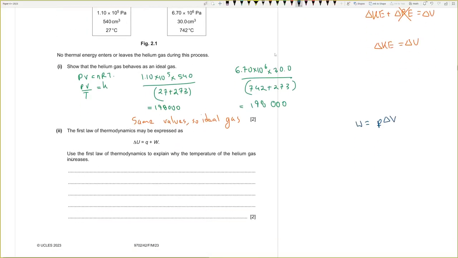So work is done on the gas as its volume decreases rapidly. So W is positive. Nothing is said about Q. Since W is positive, delta U also has to be positive, right? So internal energy U increases, and so the temperature also increases.